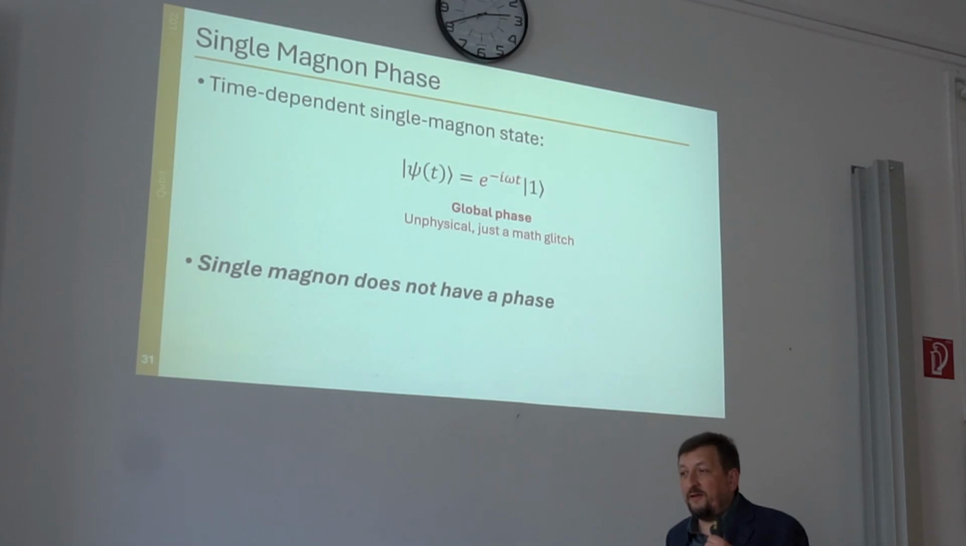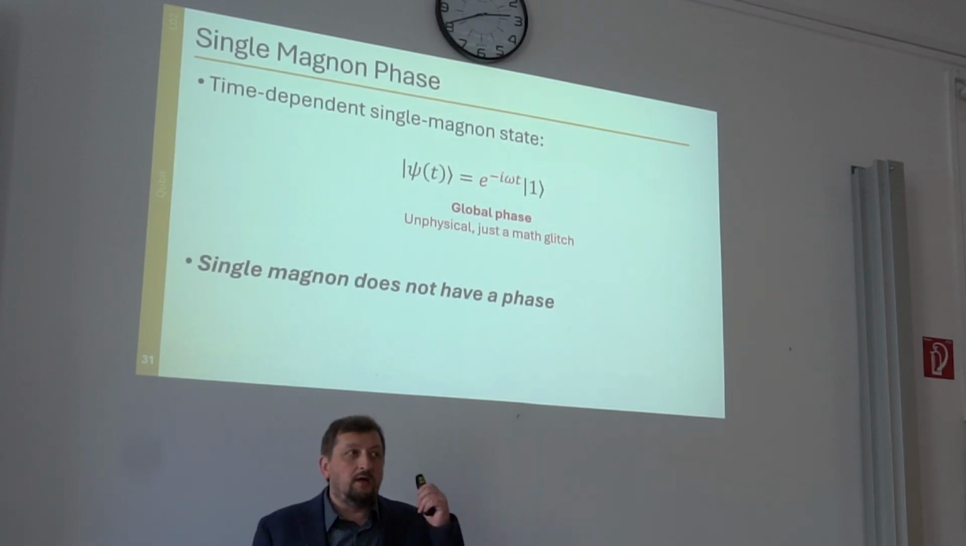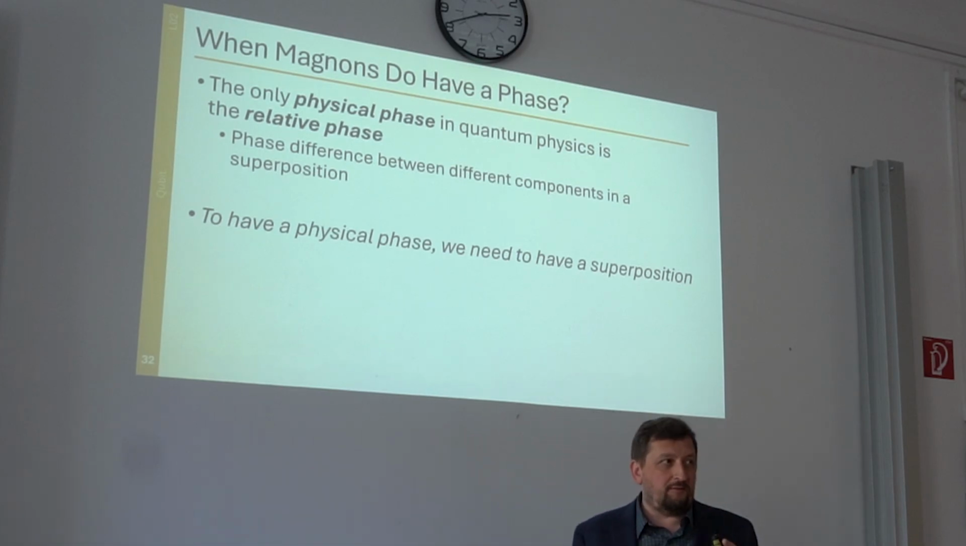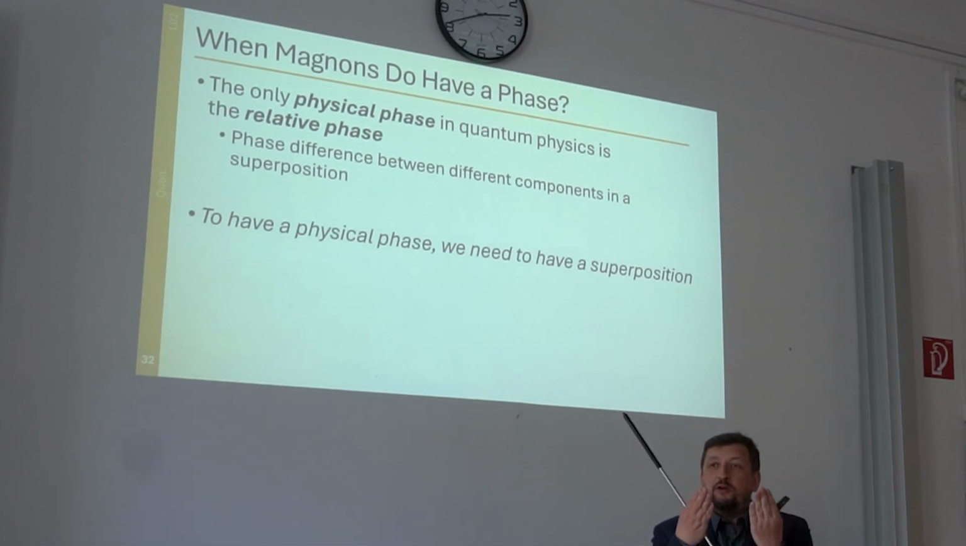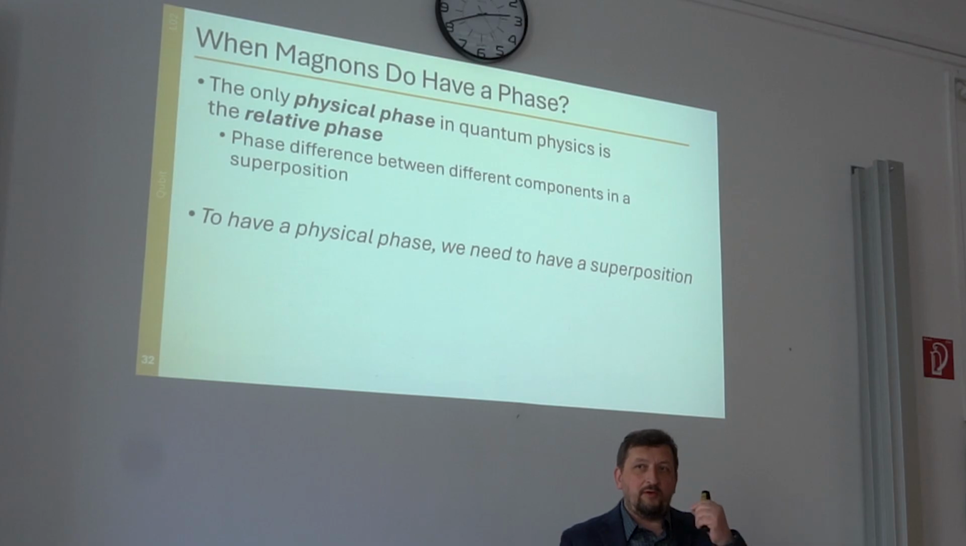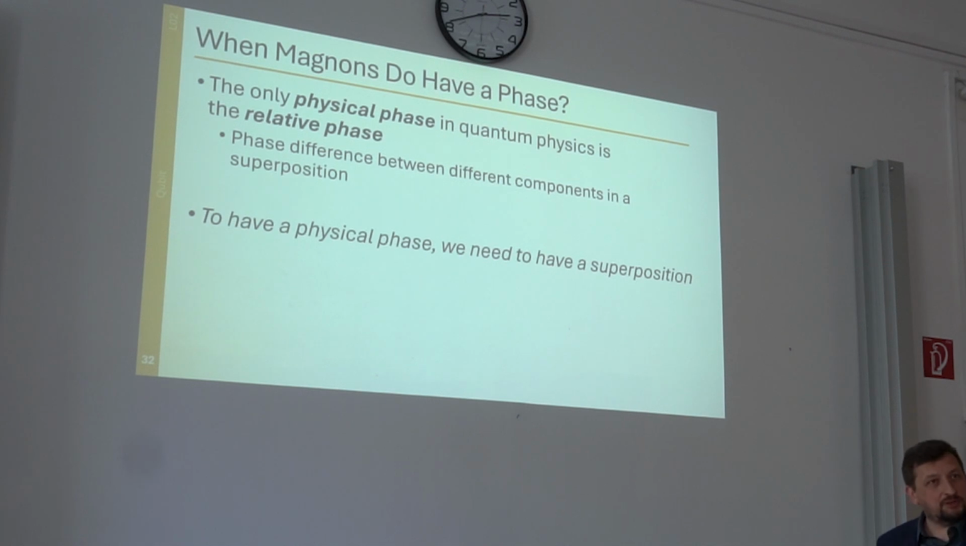How can we get a phase when we can talk about phase? Well, the only physical phase in quantum physics is the relative phase, the phase between different components of a superposition. So when we are talking about magnon, to have something like a magnon phase, we need to create a superposition.